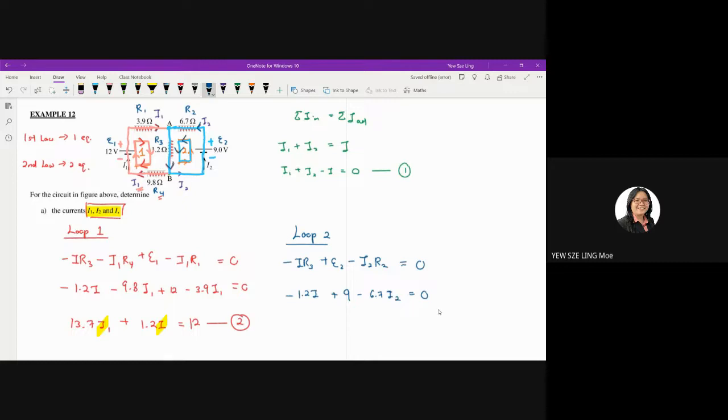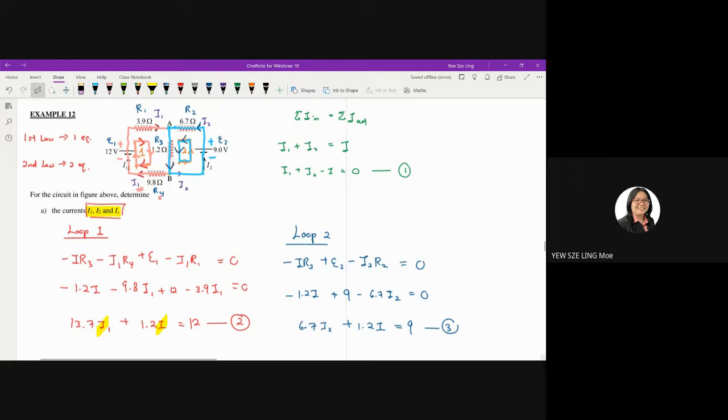Once again, I'm going to rearrange the equation so that the unknowns all stay on the left-hand side and the known value is on the right-hand side. After I rearrange it, I should obtain 6.7I2 plus 1.2I equals 9. This would be my third equation.